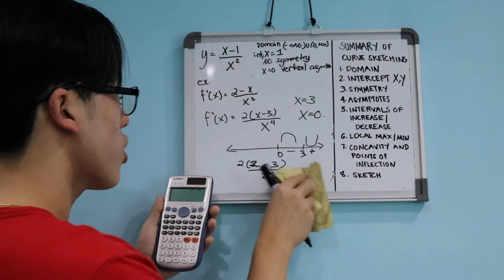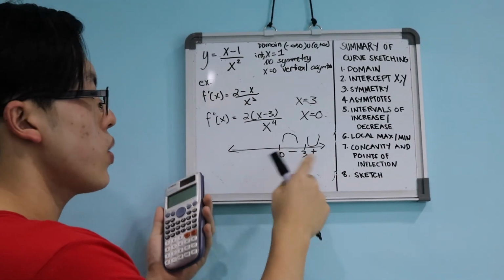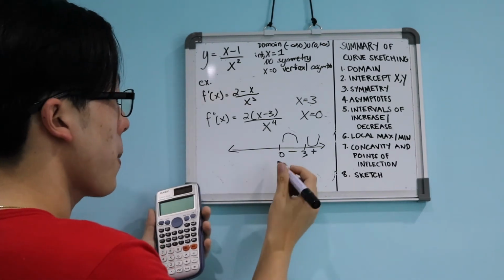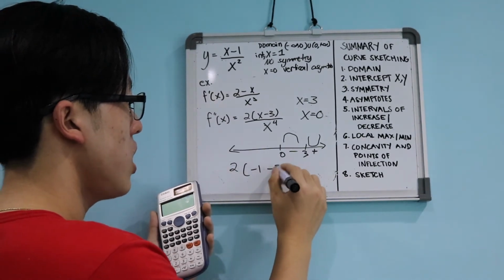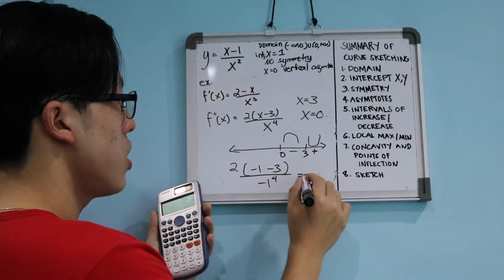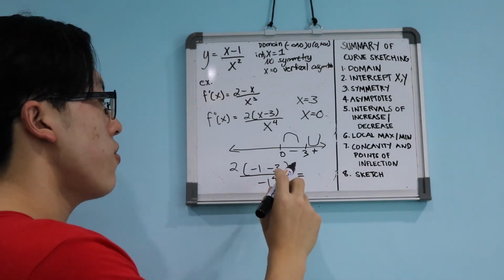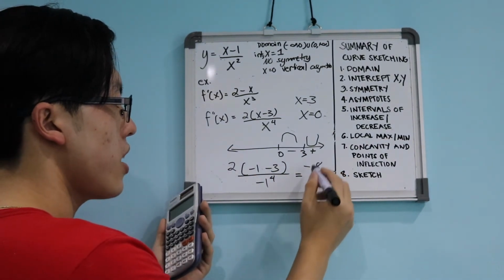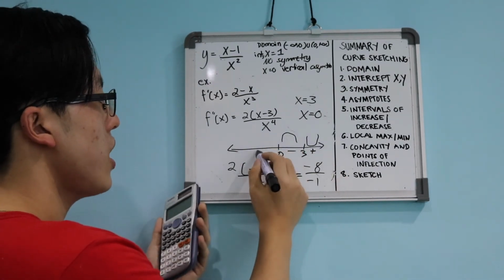Next, you're going to choose a number again that is less than 0 to know if it is concaving on the left side. So for example, negative 1: 2 times (negative 1 minus 3) over negative 1 to the power of 4. And negative 1 minus 3 is negative 4, and negative 4 times 2 is negative 8. And a negative over a positive number is negative, so here it is concaving up.